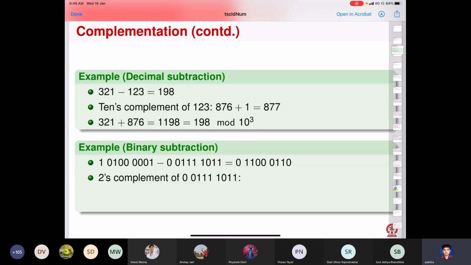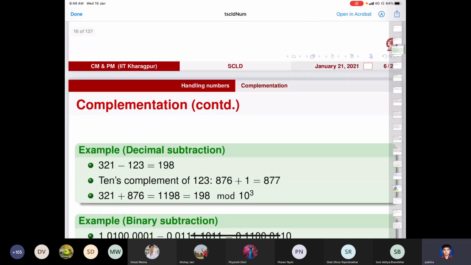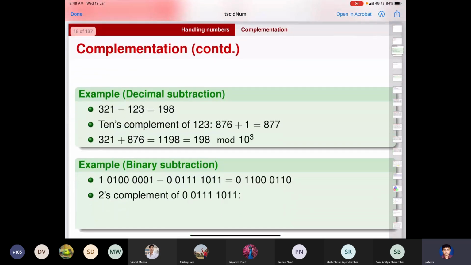Okay, so this is another example in binary. By the way, since binary is base 2, the diminished radix complement would be called 1's complement, whereas the radix complement, since the base is 2, would be called a 2's complement. So B is 2, so B minus 1 is 1. The diminished radix complement would be called a 1's complement, and the radix complement would be called a 2's complement for binary.